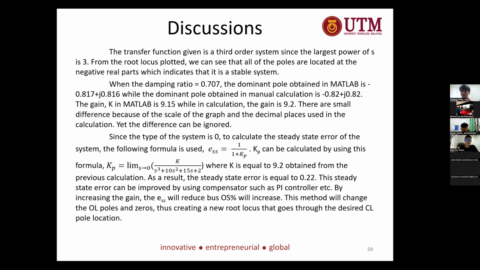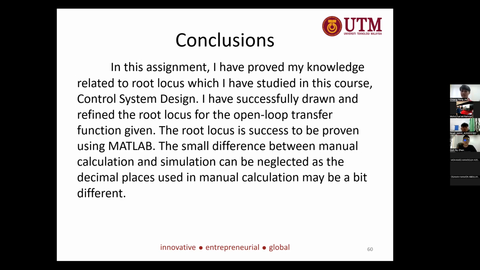By increasing the gain, the steady state error will reduce, but the overshoot will increase. This method will change the open loop poles and zeros, thus creating a new root locus that goes through the desired closed loop pole location. Next.